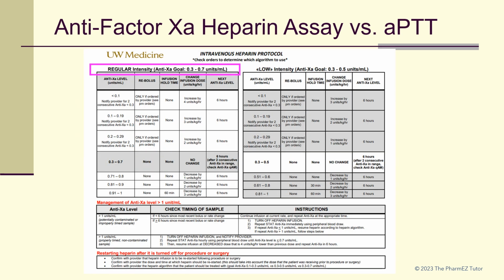Here is an example of a protocol-driven titration of heparin based on anti-factor Xa levels from the University of Washington. The regular intensity therapeutic goal for anticoagulation is an anti-Xa level of 0.3 to 0.7 units per mL. The infusion is increased, decreased, held, or kept the same depending on the anti-Xa level result, much like the heparin protocols that we saw previously.